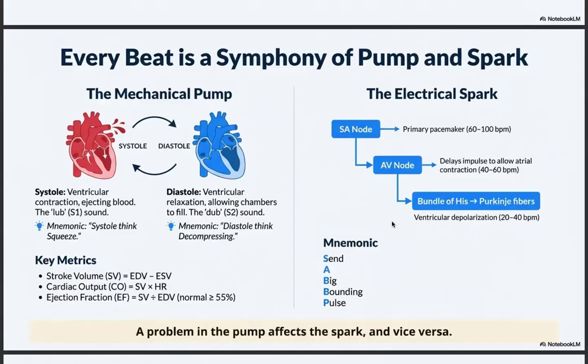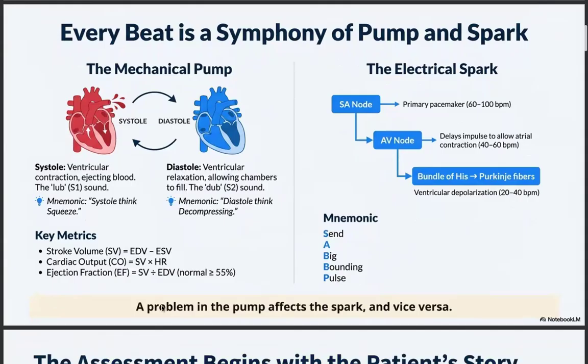Some people remember the flow of the electrical conduction as "send a big bounding pulse." So SA node, AV node, bundle of His, bundle branches, and then Purkinje fibers.